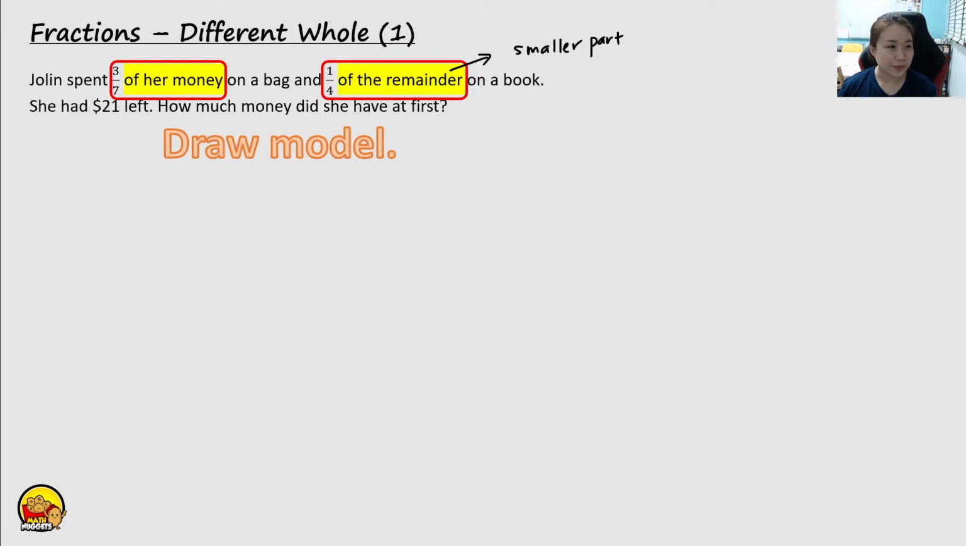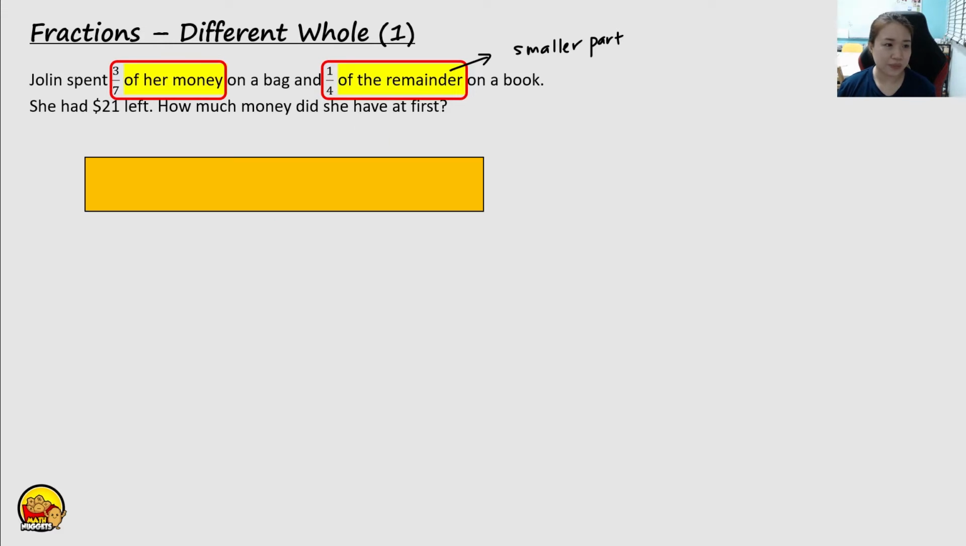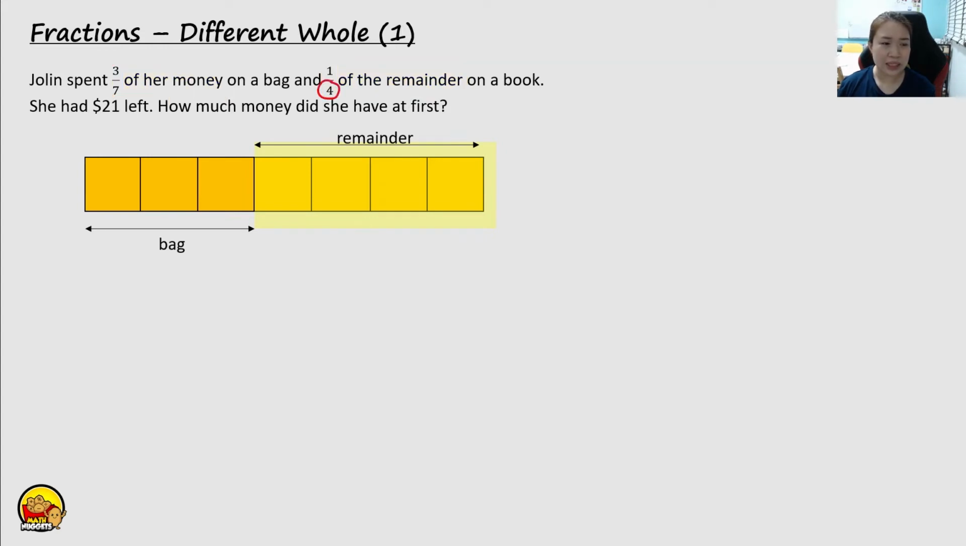Let's draw the model. I will draw the whole, which is her money, which is 7 out of 7. So I would draw 7 units, cut into 7 parts, and out of which 3 out of 7 would be the bag. And after that, this would be the remainder. The 4 out of 7 there would be the remainder.